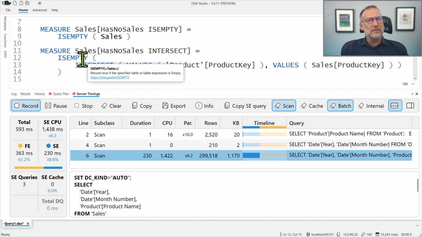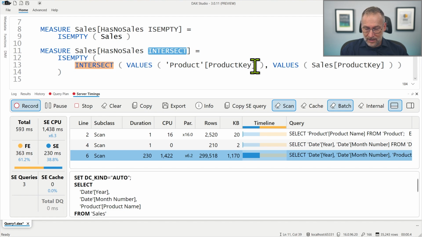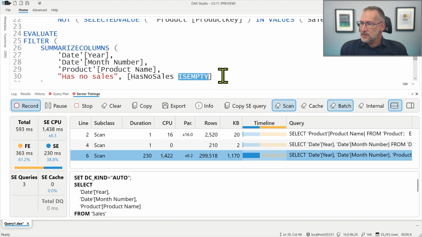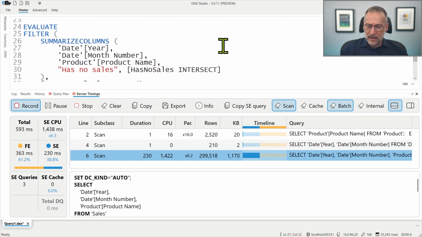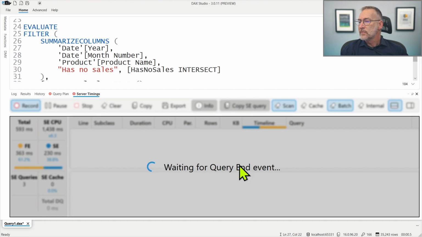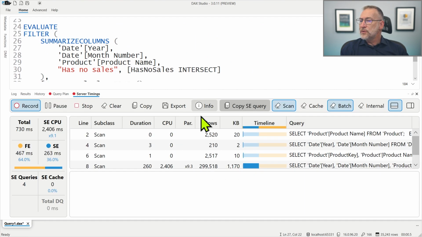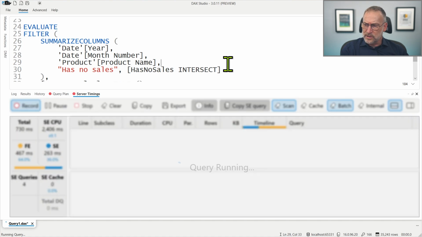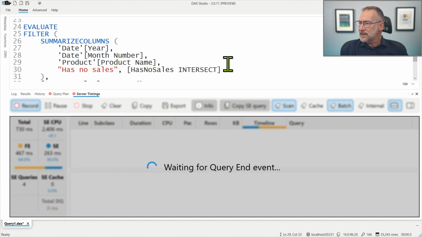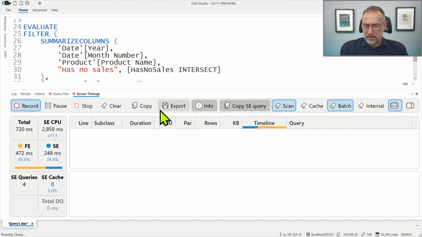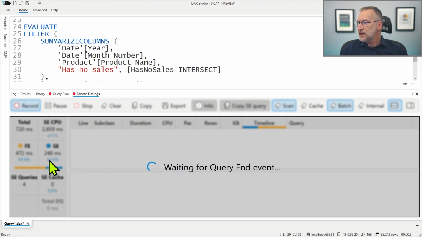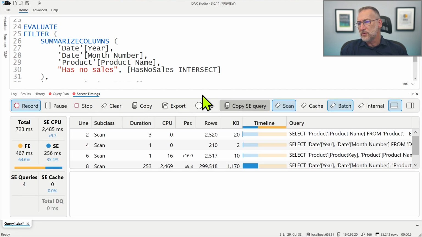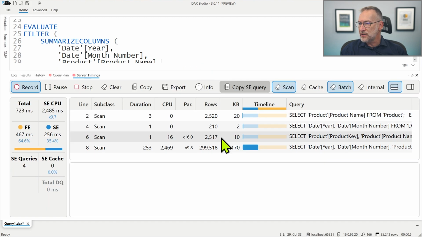We already use isEmpty. There is no need to check for count rows equal to 0, because we already know isEmpty is going to perform better. So we use intersect here, and we use it here again, and we run the query again. 2.4 seconds. It's actually worse than before. Let's run it again. 2.4, 2.8, and then again 2.4. So we stick to 2.4 seconds.